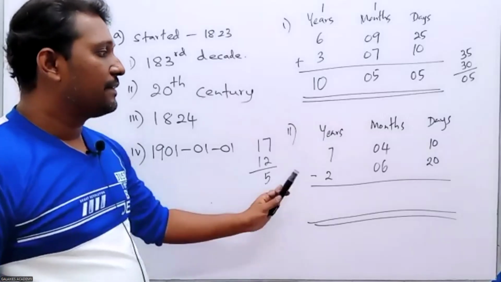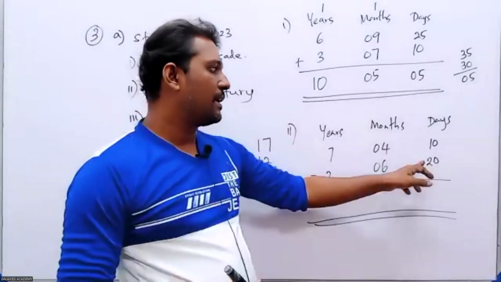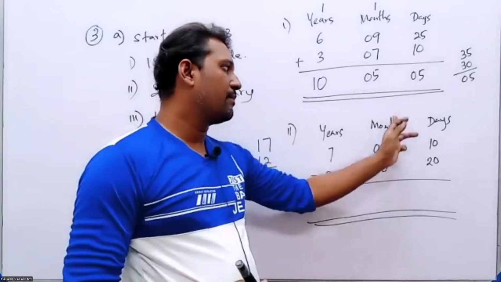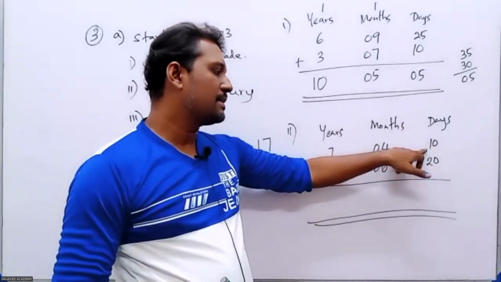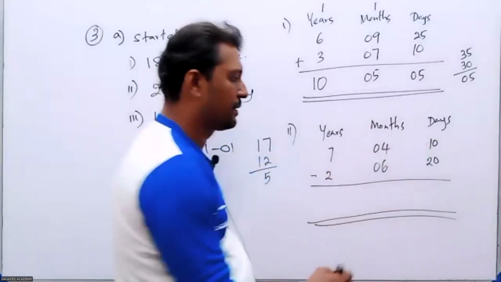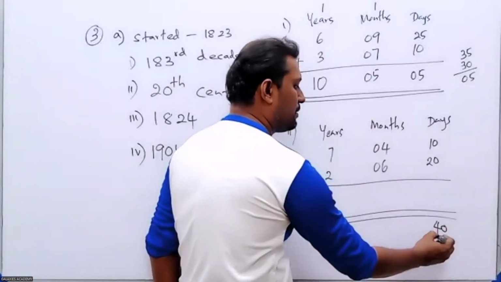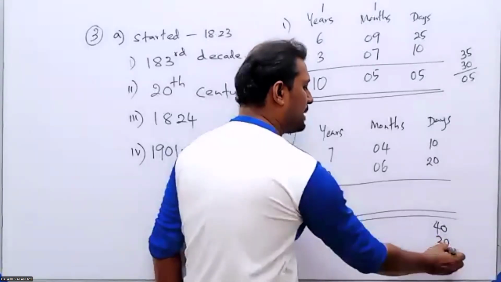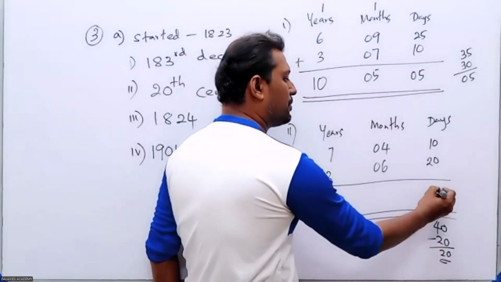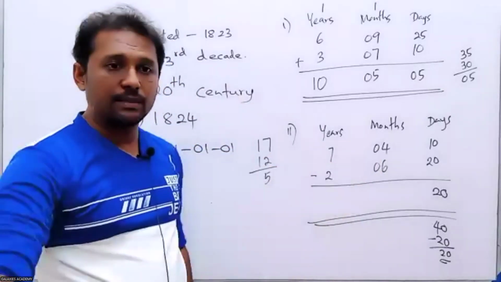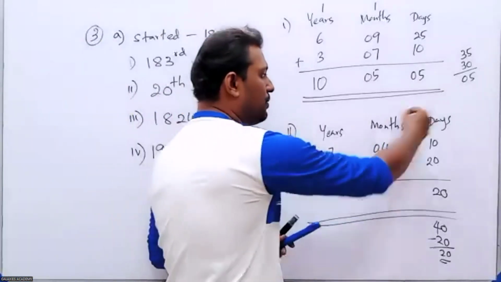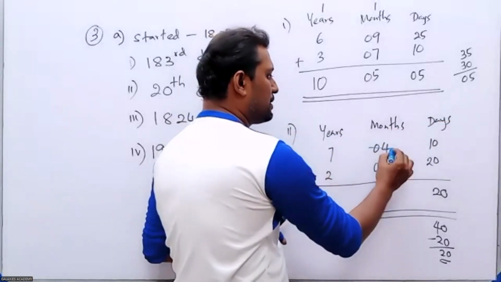Right. Then the next one is given as a subtraction. We can't subtract 20 from 10. So you have to take 1 month. 1 month means 30 days. So 30 plus 10, 40. 40 minus 20. So what is the answer? 20, no? So here should be 20. Then this position now should be 3 because we took 1 month to here. So this one should be 3.